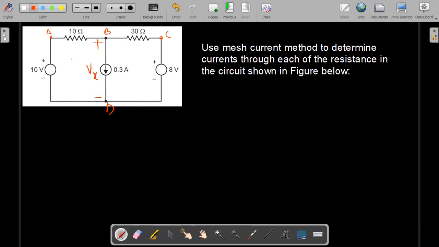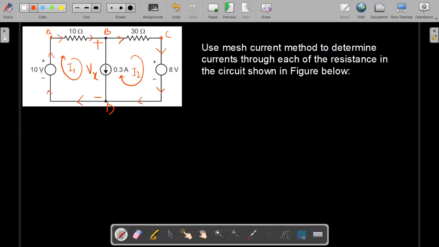So let us assume the circulating current in this mesh. We'll assume it as clockwise, and this current is, let us say, I1. Similarly, the current in this mesh is again clockwise, and this current is, let us say, I2. And then we will take the currents in each branch here, right, like this.